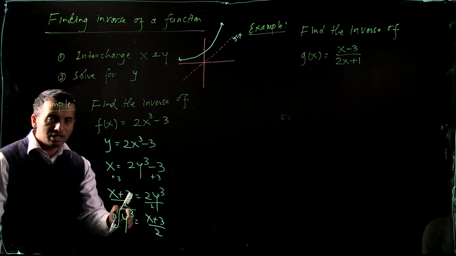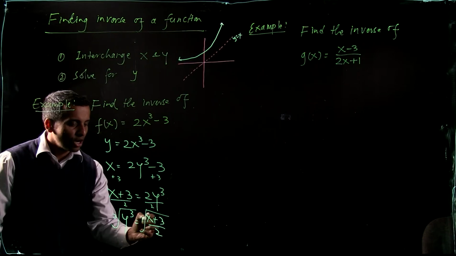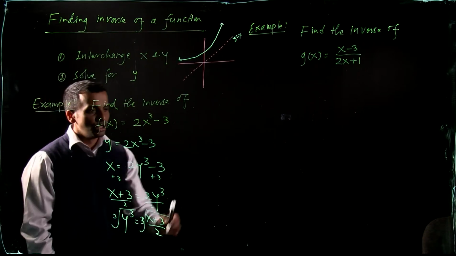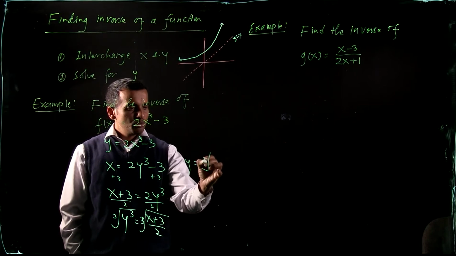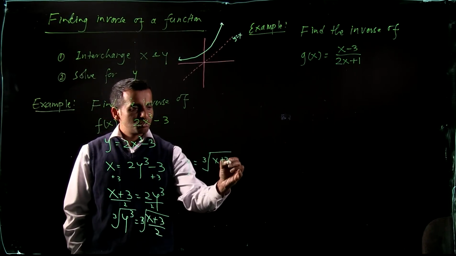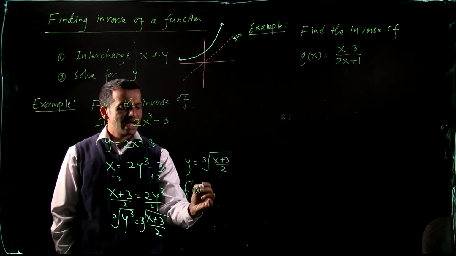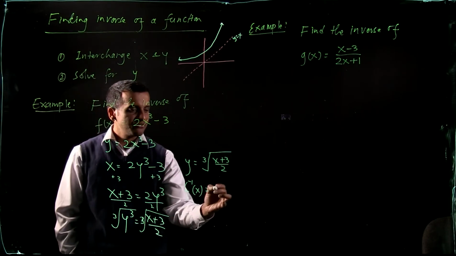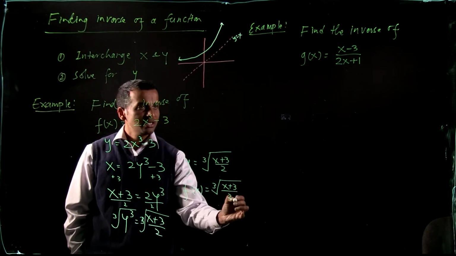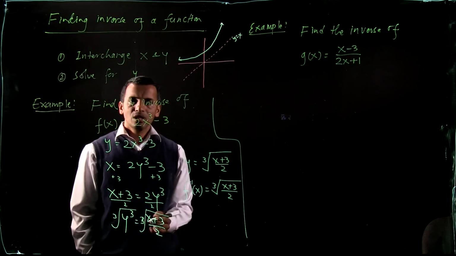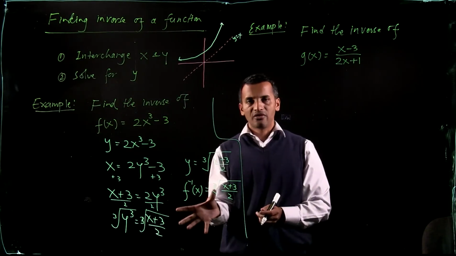If you take the cube root, this will be just y. On the right hand side, it will be the cube root of (x plus 3) over 2. Therefore, y is the same as the cube root of (x plus 3) over 2. And some people want to write f inverse of x. That y is basically f inverse of x, which is the cube root of (x plus 3) divided by 2. So this is how we find the inverse of a function.